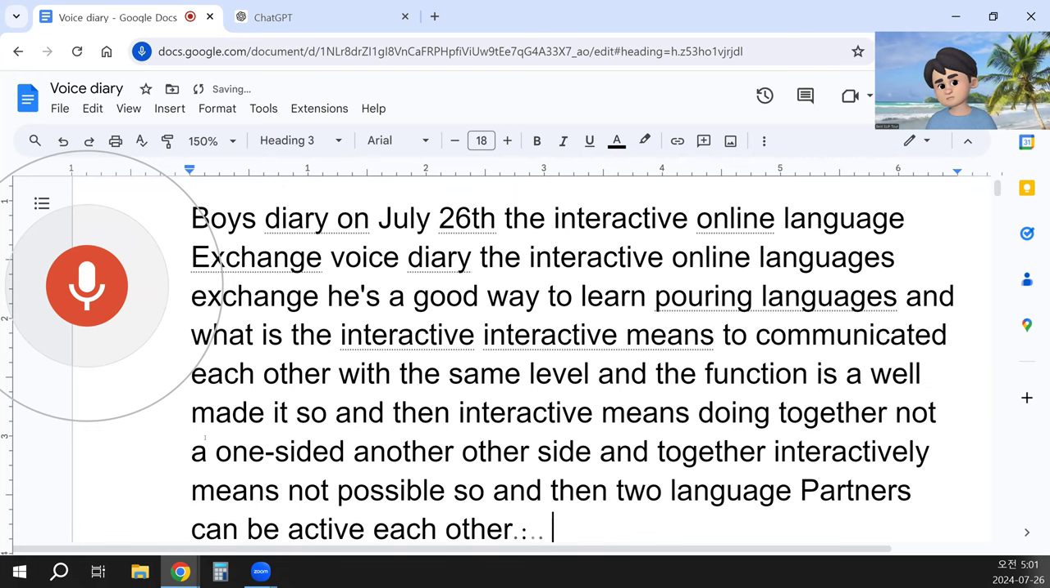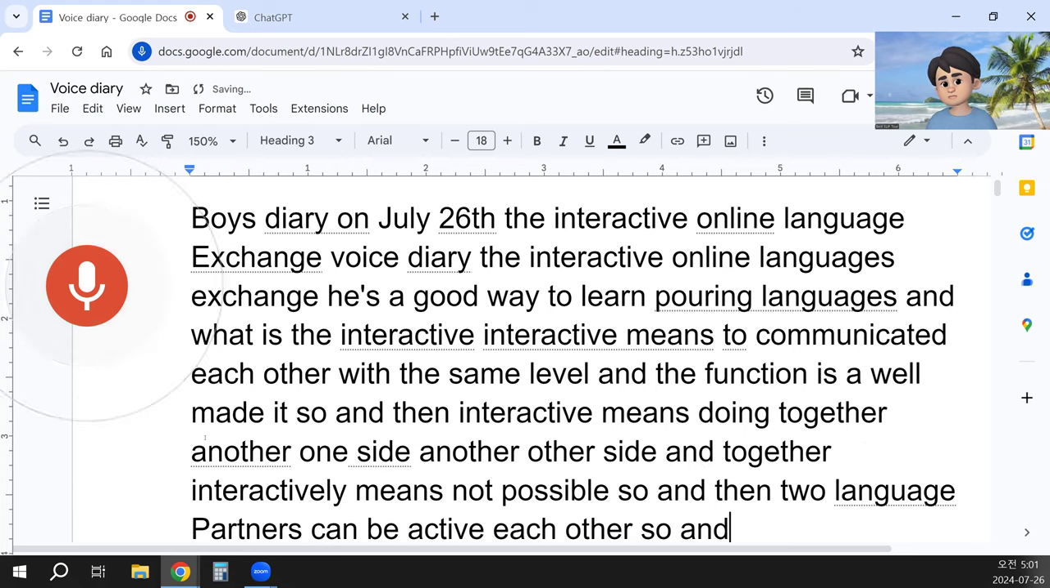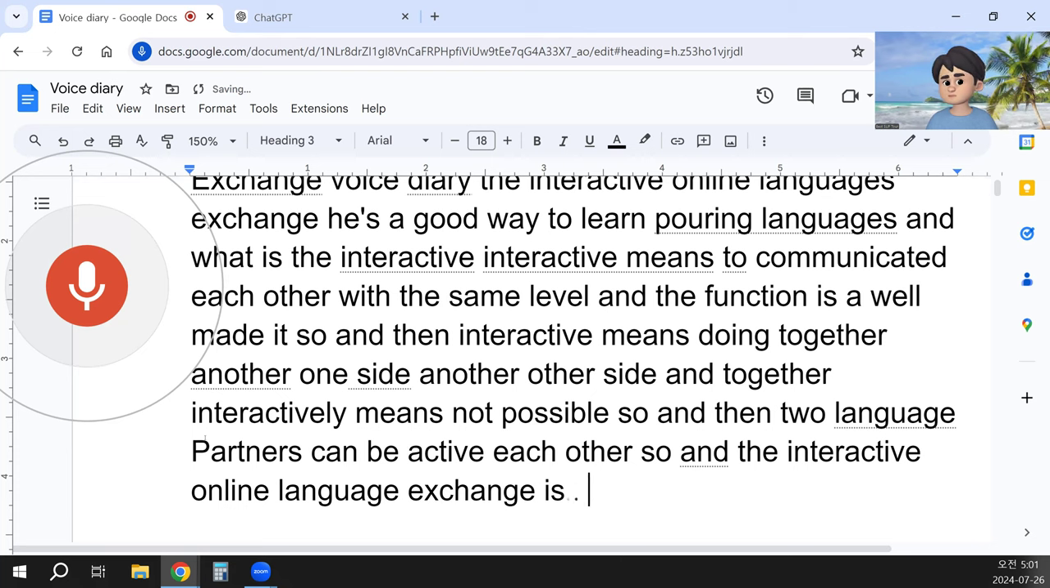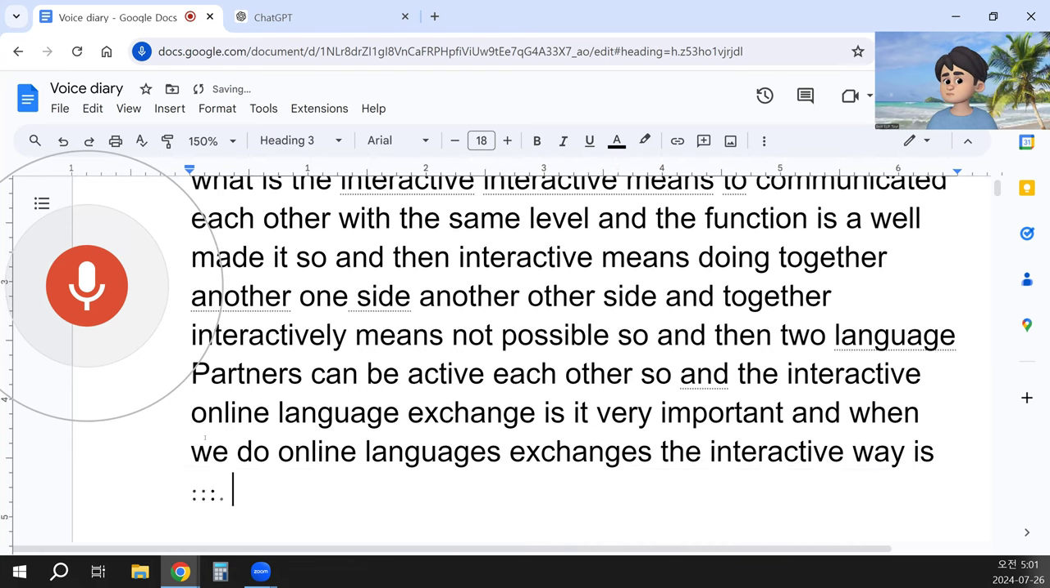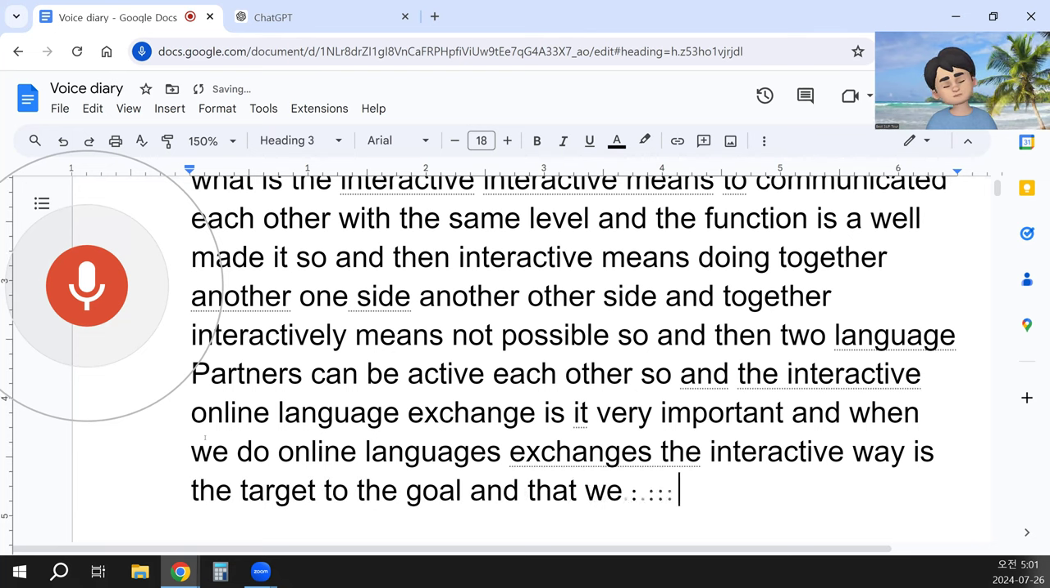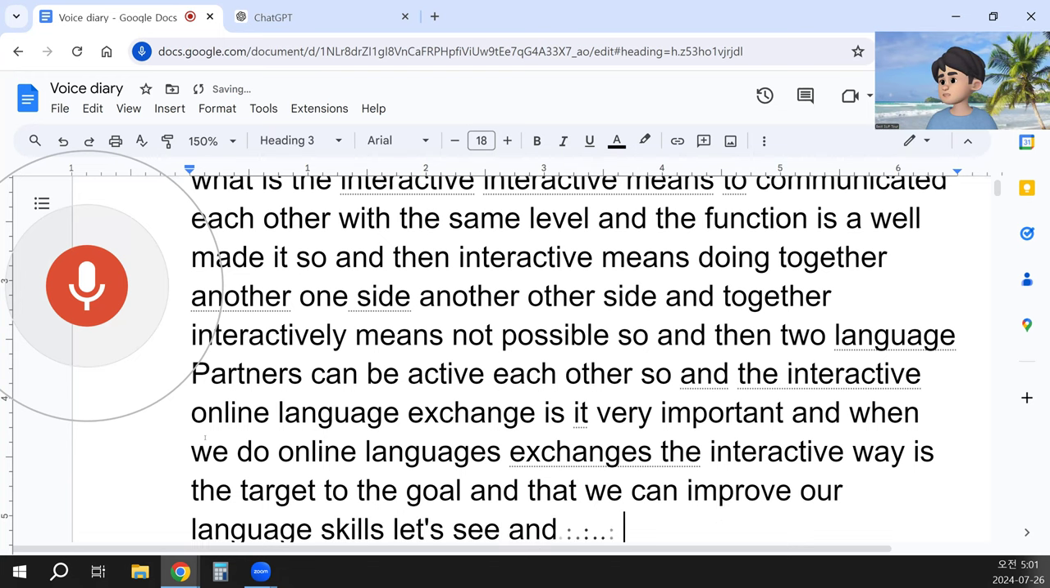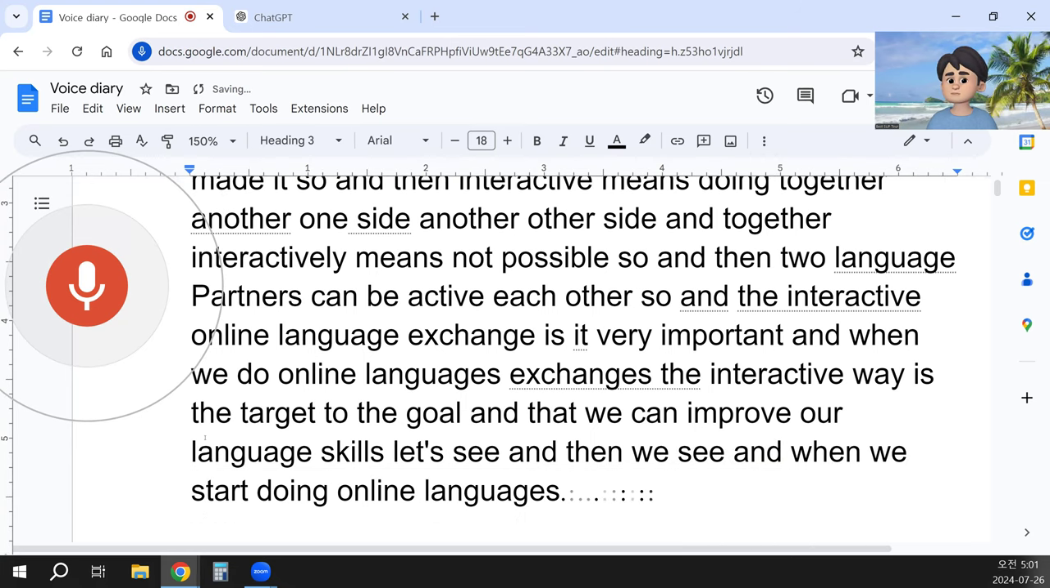So the interactive online language exchange is very important. And when we do online language exchanges, the interactive way is the target, the goal, so that we can improve our language skills. When we start doing online language exchange, we can meet language partners.